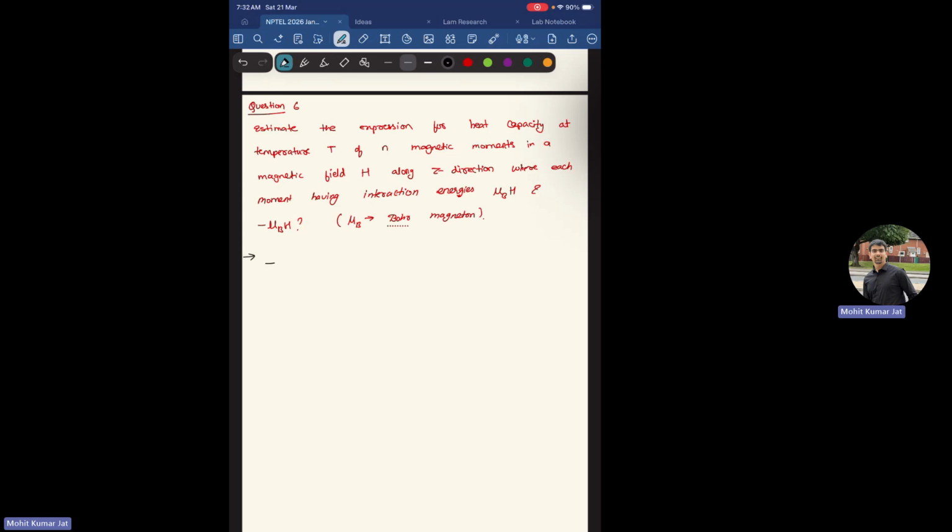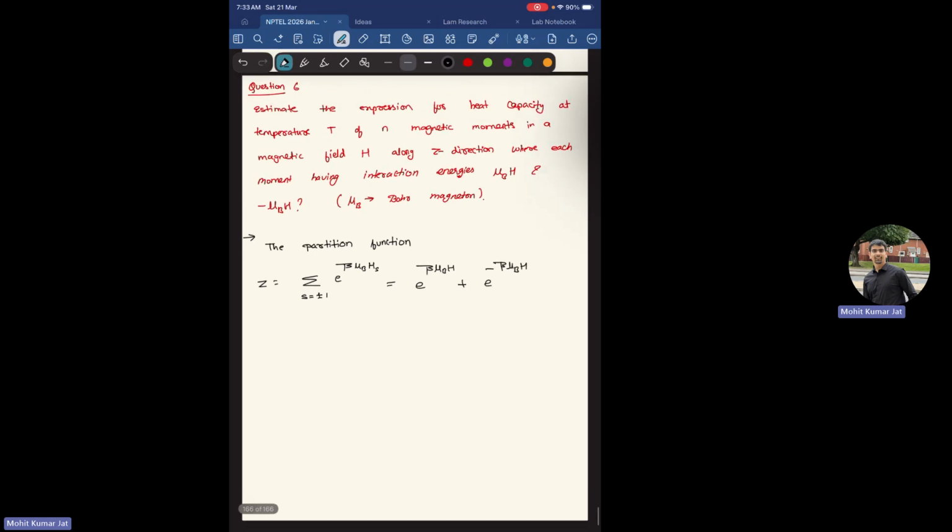So let's start with the partition function. The partition function Z is the sum over s equals plus or minus 1 of e to the power beta mu B H s, so it will be e to the power beta mu B H plus e to the power minus beta mu B H. This gives the partition function to be 2 cosh of beta mu B H, where beta is 1 by kBT.